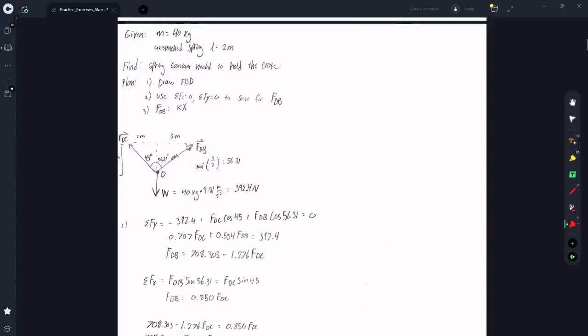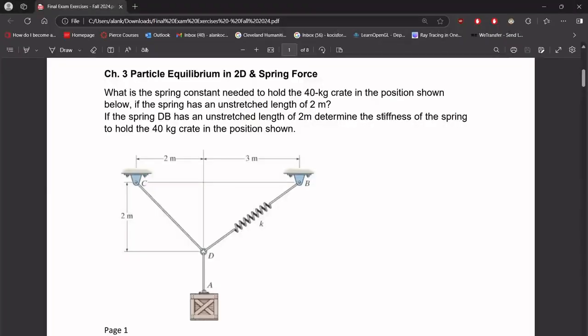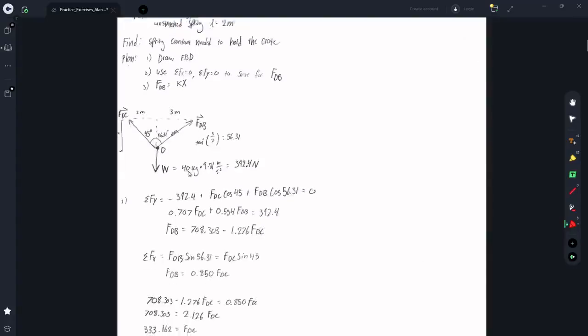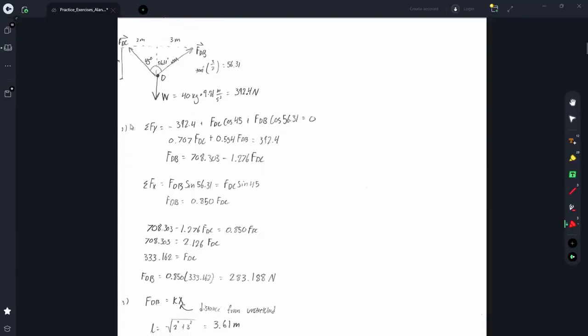So the weight force, we're given the mass of the, what is this, a crate? We're given the mass of the crate, which is 40 kilograms. So to find the weight force, it's just going to be F equals mg, where g is 9.81 meters per second squared. Multiplying those, we get 392.4 newtons down. So now we can start setting up our equations.